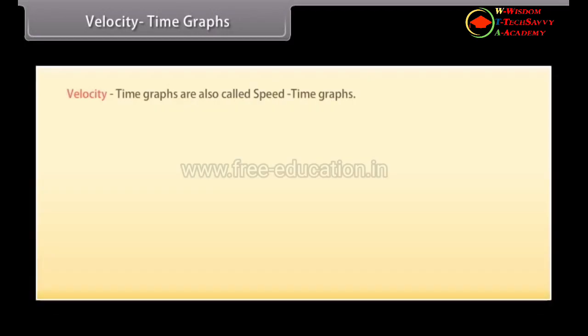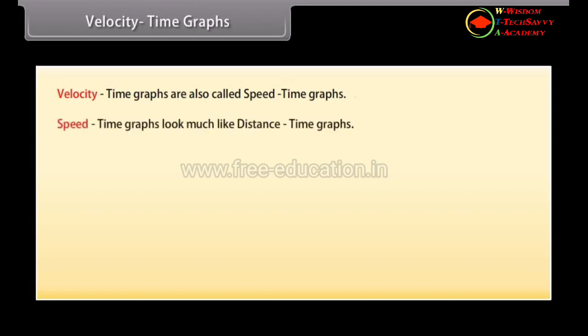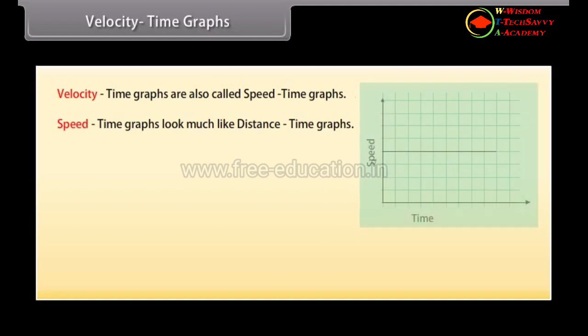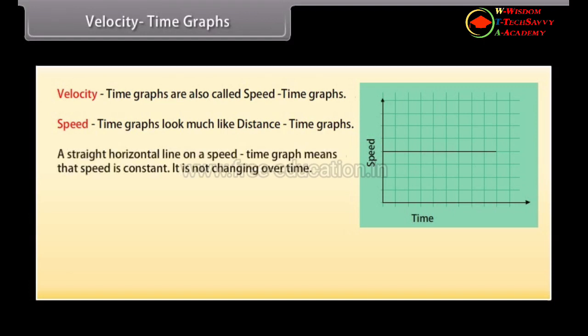Velocity time graphs. Velocity time graphs are also called speed time graphs. Speed time graphs look much like distance time graphs. Time is plotted on the x-axis, speed or velocity is plotted on the y-axis. A straight horizontal line on a speed time graph means that speed is constant. It is not changing over time.